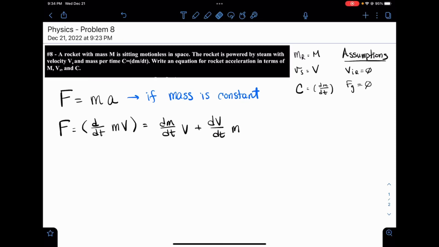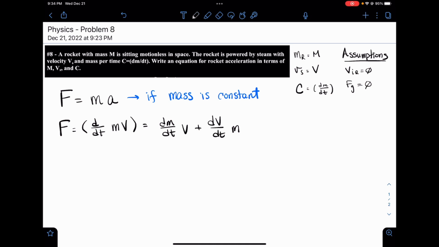Problem 8 gives us an interesting new conceptual problem. The setting is a rocket in space, motionless, and the rocket has a mass of capital M. The only propulsion the rocket has is the velocity of steam it's putting off, and the mass loss per time is capital C, and that's not a unit we usually see. We'll talk about it in a second. And we're looking for the rocket's acceleration in terms of those variables.